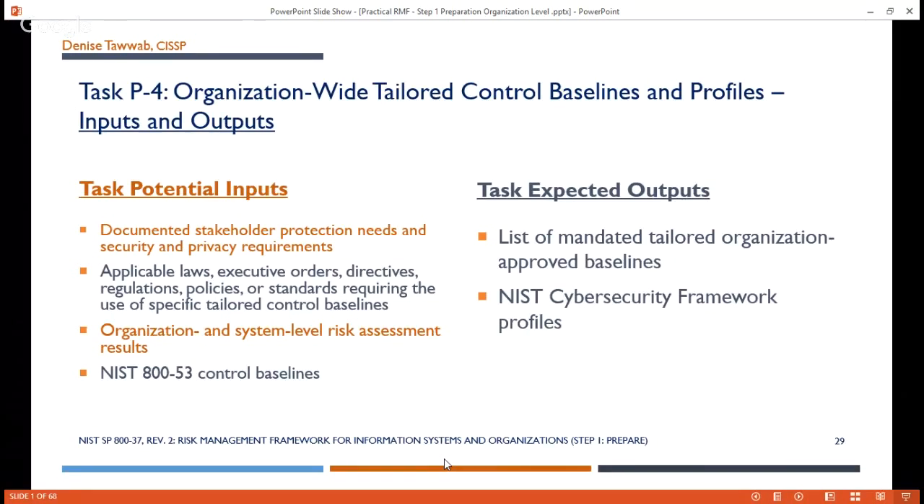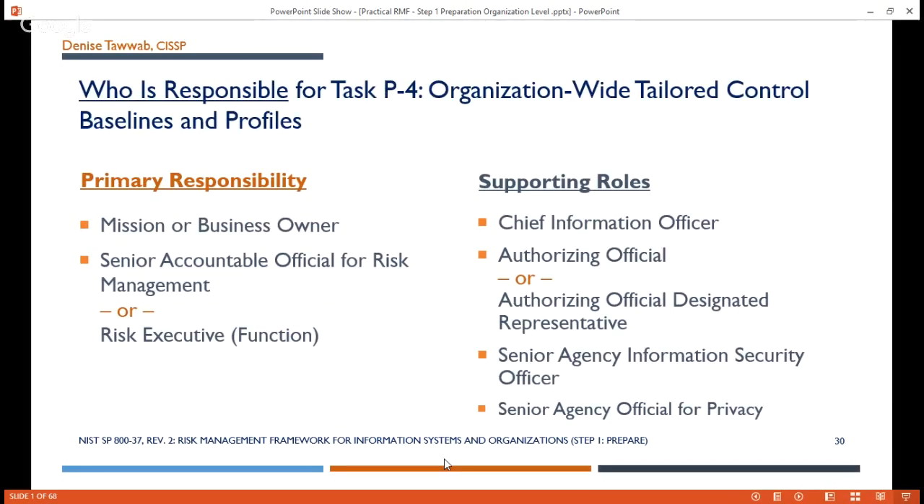The output from this task is going to be a list of mandated, tailored, organization approved baselines. And if you're doing the cybersecurity framework, then your NIST cybersecurity framework profiles. Responsibility for your control baselines belongs to the mission or business owner, the senior accountable official for risk management, also called the risk executive function.